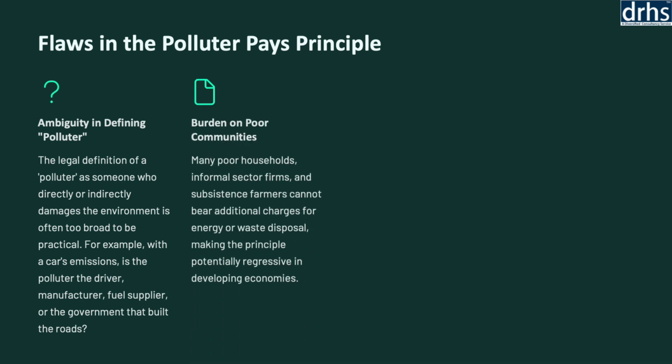Next is related to the burden on poor communities. In certain instances, the enforcement of the polluter-pay principle inadvertently impacts economically disadvantaged communities. For example, when informal settlements are deemed responsible for environmental harm, imposing penalties without providing a viable alternative can exacerbate their socio-economic hardship. Such scenarios highlight the need for equitable application of the polluter-pay principle that considers the capacity of vulnerable populations.